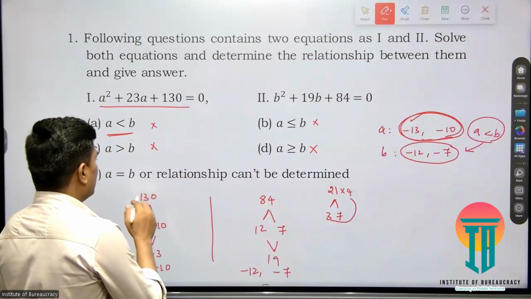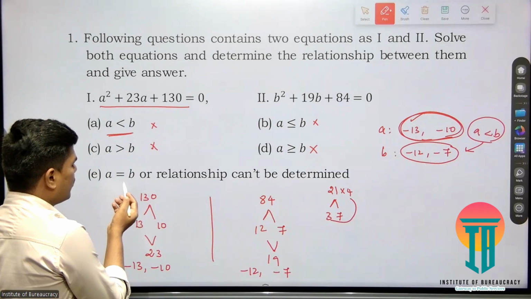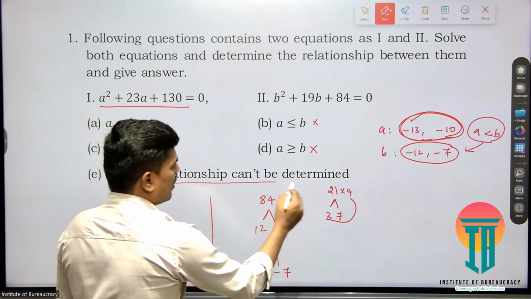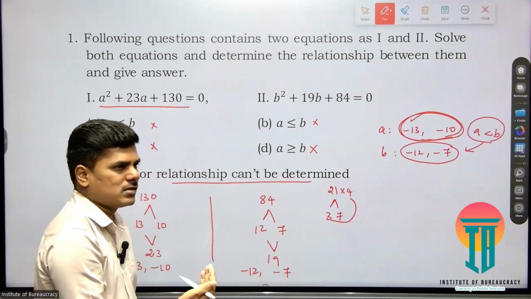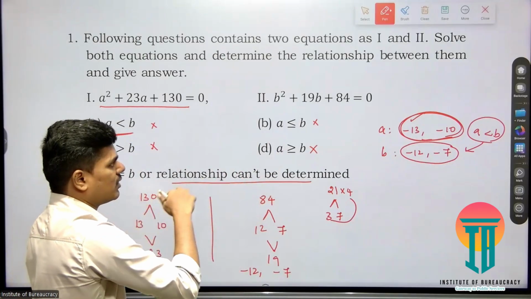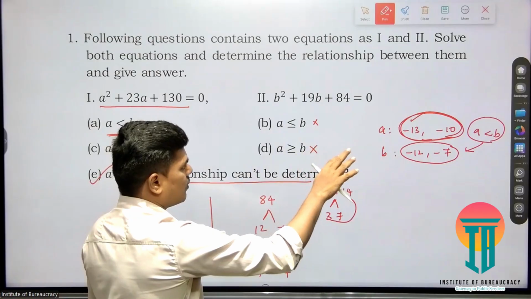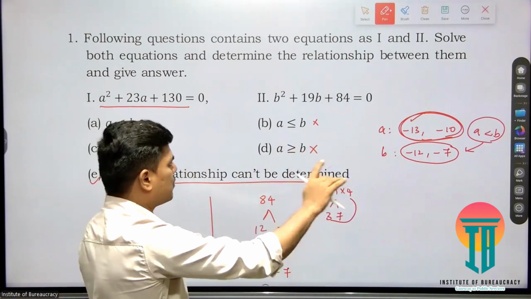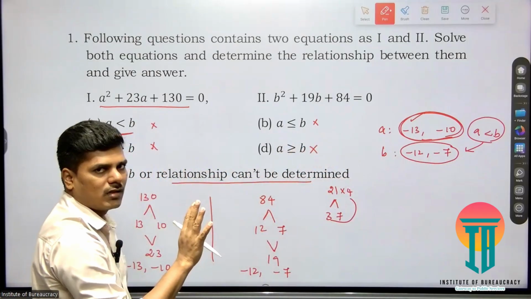Then they said option E, A is equal to B, or the relationship cannot be determined. We cannot find the relationship. So for this question, the answer is E only, because A less than B is not working out, less than or equal to is also not working out, and A greater than B is also not working out.